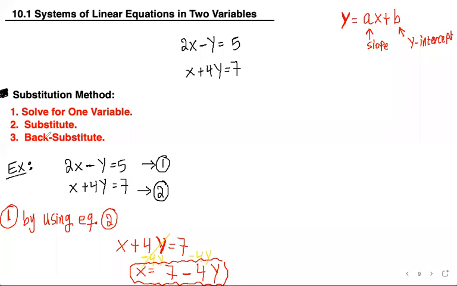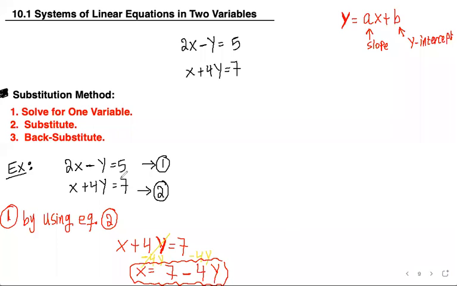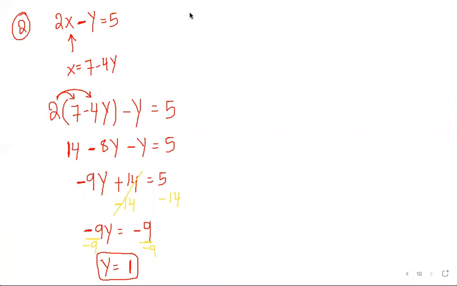The last step is to back substitute. So I'm going to choose one of these equations and plug the 1 here, the value for y, inside one of them. I'm going to choose equation number 1 again. You can use 2, whatever you want, but I'm going to use the 1. This is step number 3. The equation is 2x minus y equal 5.